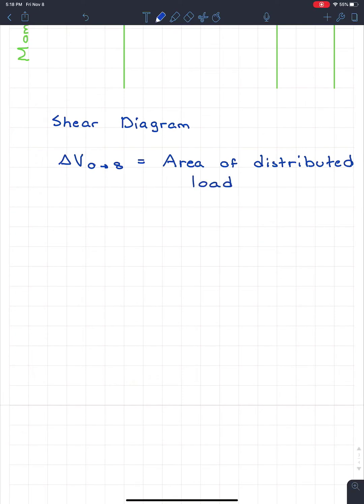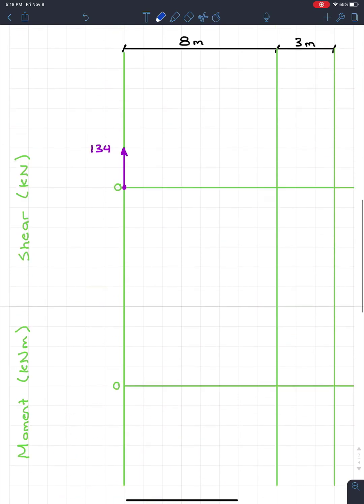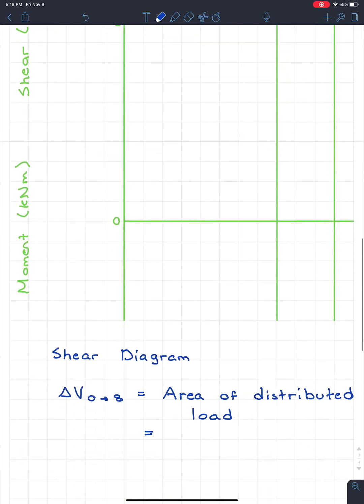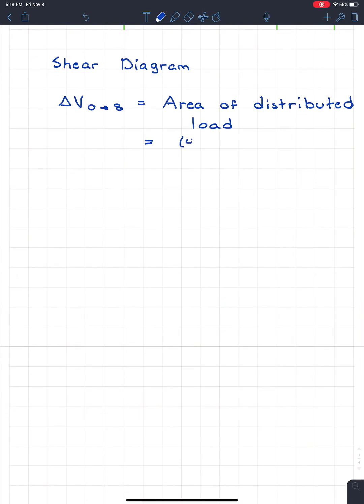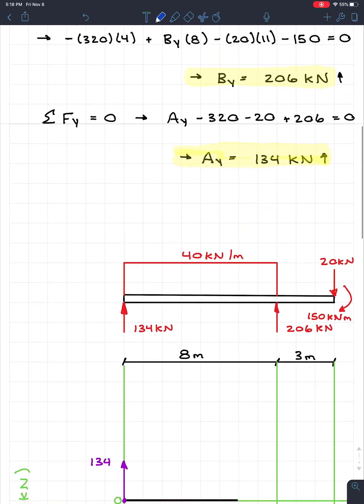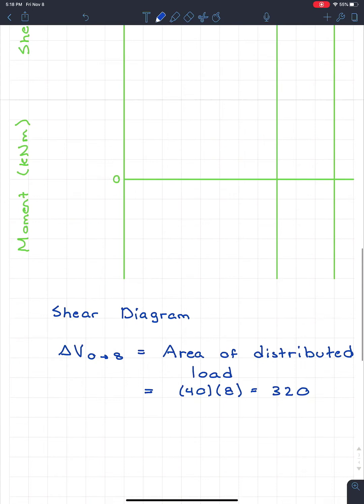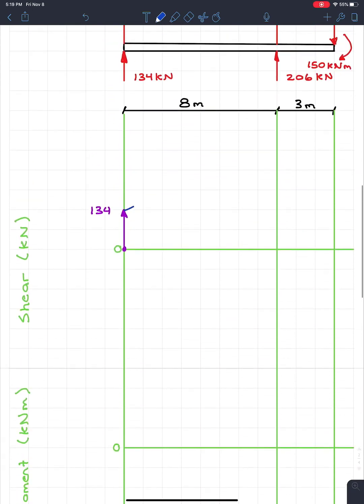Well, we can figure that out, because if we look up, our distributed load is 40 kilonewtons per meter high and 8 meters long, and it's just a square. So it's going to be 40 times 8. We already did this calculation, and we found that it is equal to 320. So here's a little trick: when you take the area, you put 40 and 8, and that gives you an answer of positive 320. A lot of people will go, okay, we're going to go up by 320.